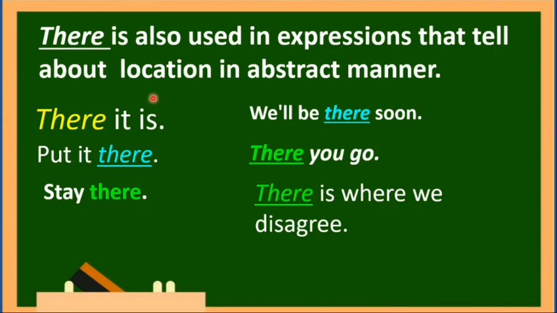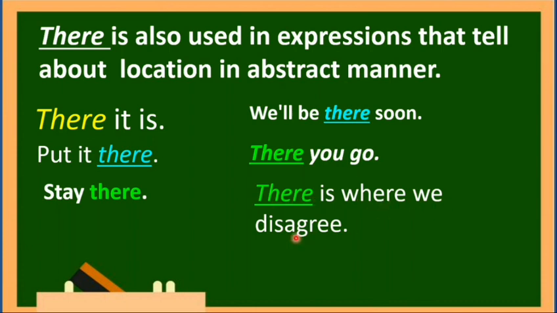We have here another rule. There is also used in expressions that tell about location in an abstract manner. For example, there it is. In Filipino, o yan, andyan na. Put it there. Ilagay mo dyan. Stay there. Dyan ka lang. We'll be there soon. Darating rin tayo dyan. There you go. Ayan, andyan na.